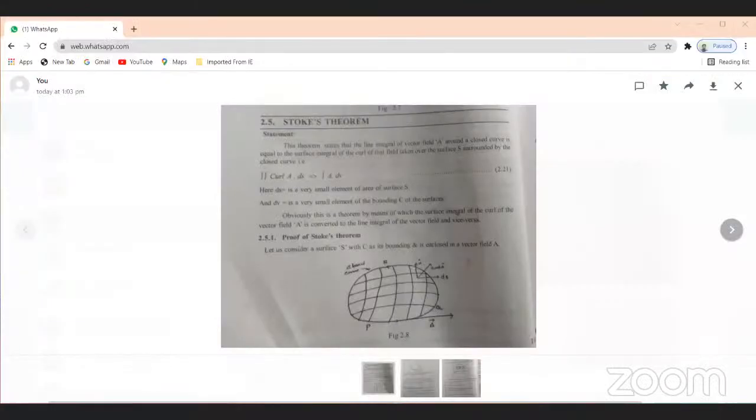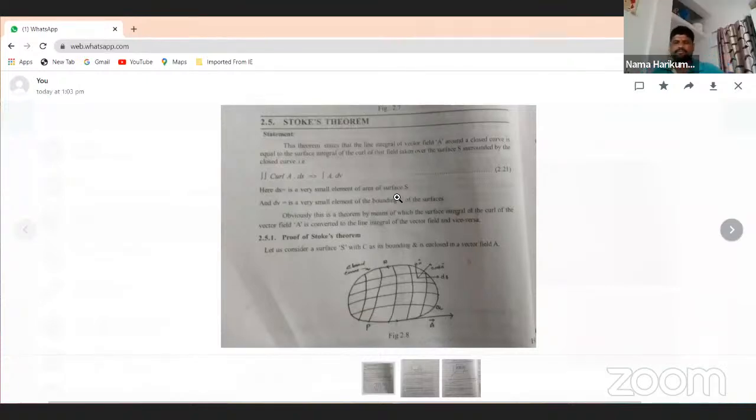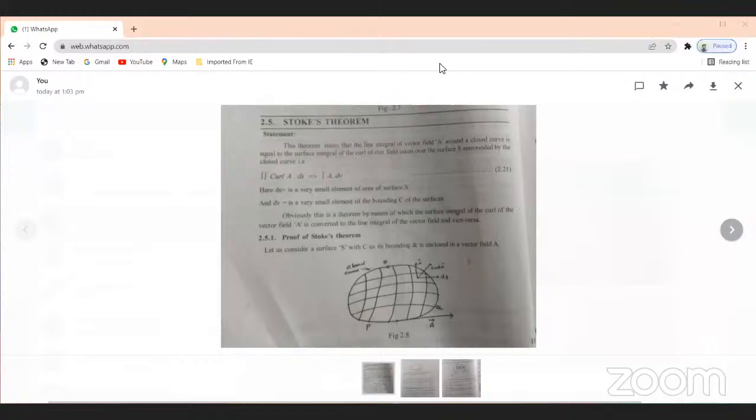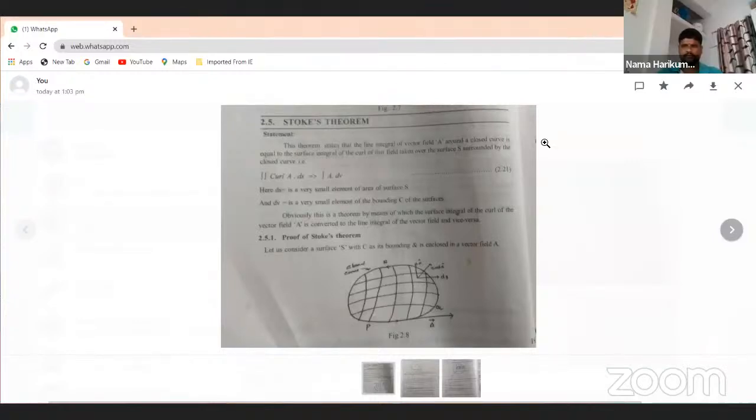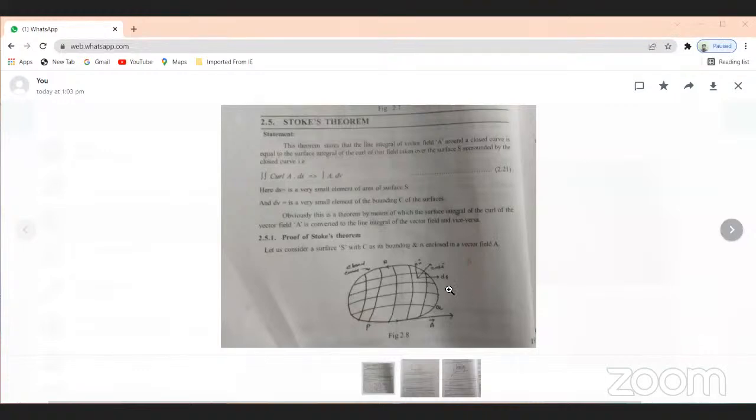What is the surface integral? Anyone? Surface integral. No? Surface is two-dimensional. Very good. And we have to consider area as S, and ds is a small surface in that.